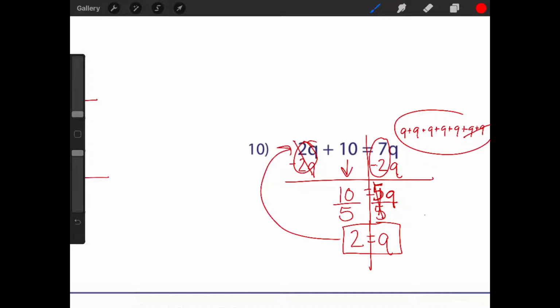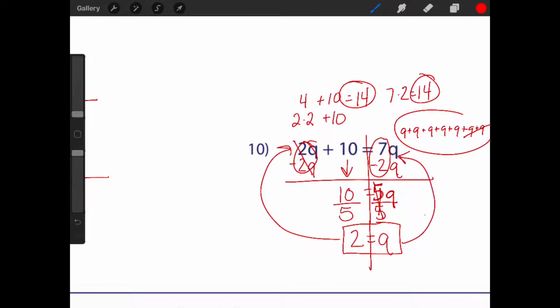And if I plug it back in, that ends up being 2 times 2 plus 10. So that's 4 plus 10 equals 14. And then if you do it on this side, 7 times 2 equals 14. So does 14 equal 14? Absolutely. That's just a way to plug it back in and check your problem. You always want to check your answer with the original. So even though it's all marked up, you want to rewrite the original equation that you were given, and you want to plug that q value in.